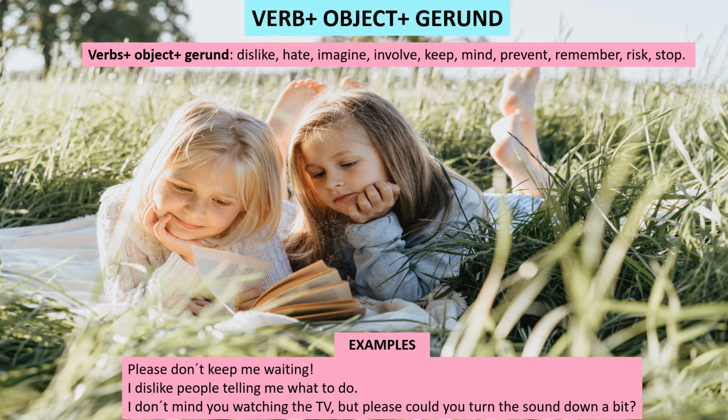Verb plus object plus gerund. We often use the following verbs plus object plus gerund: dislike, hate, imagine, involve, keep, mind, prevent, remember, risk, and stop. For example, please don't keep me waiting. I dislike people telling me what to do. I don't mind you watching the TV, but please could you turn the sound down a bit?